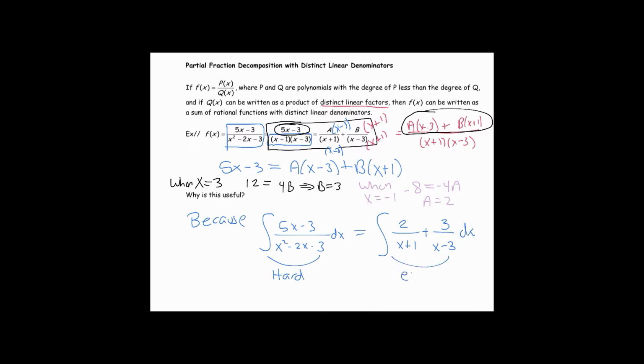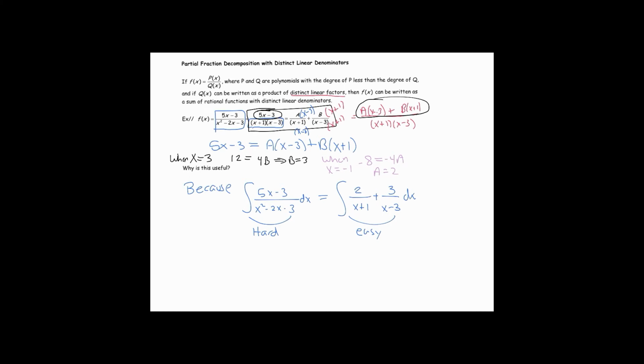This is easy. So we've turned an integral that's really difficult, at least as written, into one that's very, very easy. And the reason the one on the right is very easy is because the antiderivative of 2 over x plus 1 is just 2 natural log of the absolute value of x plus 1, and the antiderivative of 3 over x minus 3 is 3 natural log of the absolute value of x minus 3. So we took a problem that was really hard as written and turned it into one that was easy, and that's all because of this partial fraction decomposition technique. So you'll want to be on the lookout for these types of problems. We'll do more examples in the next few slides.